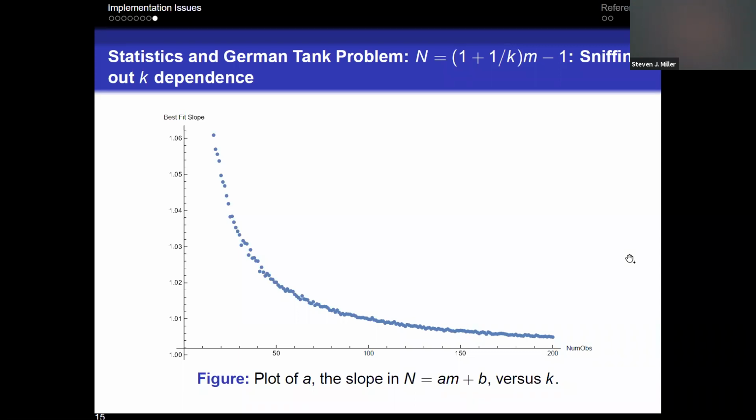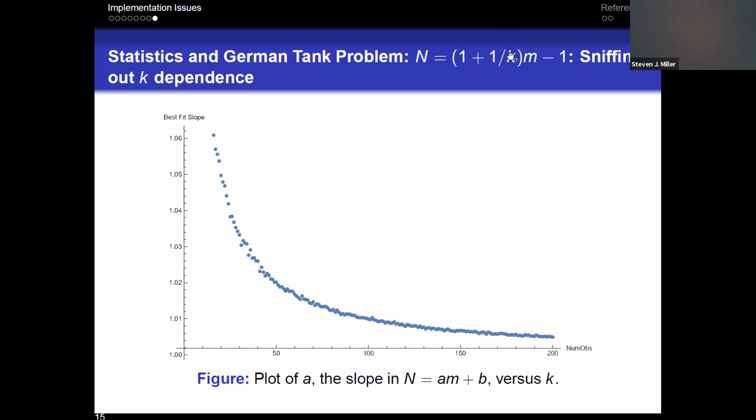So we keep changing the value of k. Down here, this should be k, not number observed. This should be k. We have different values of k, and we have the best fit values of the slopes of 1 plus 1 over k.